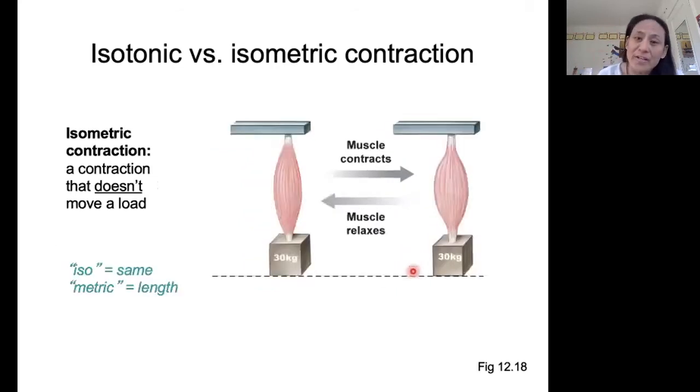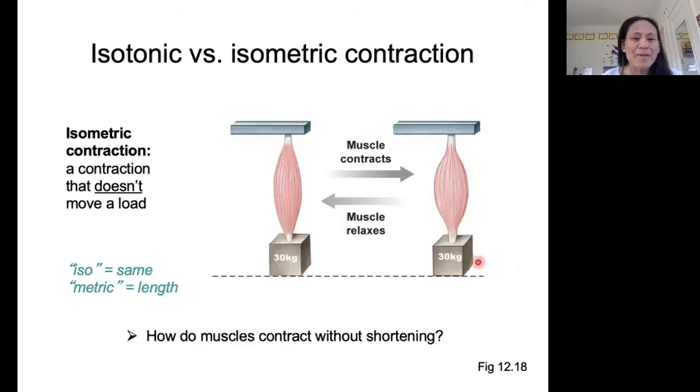In an isometric contraction, on the other hand, we don't move a load. So the muscle contracts without moving a load, okay? If we look at the word roots here, iso means same, metric means length. So the muscle stays the same length during the contraction. So here's an example of an isometric contraction. We are starting at this length. The muscle contracts, but that contraction is not enough to move this 30-kilogram weight. So it stays the same length. So that's an isometric contraction.